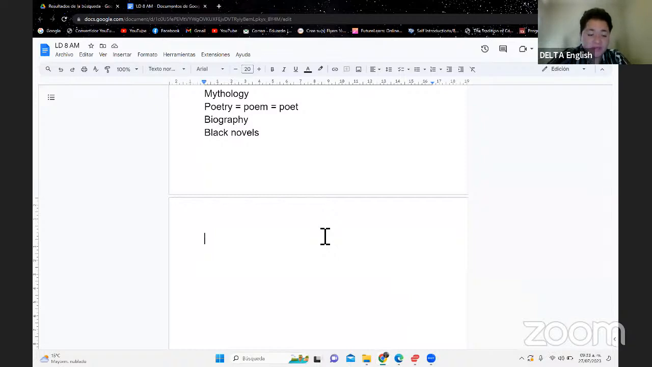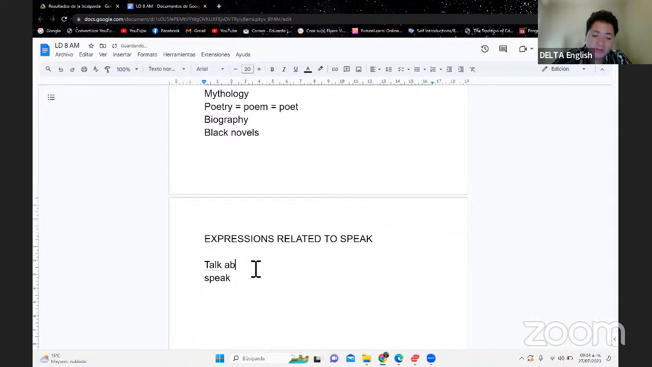Two main verbs, and I will write expressions related to speak. So these expressions show the differences between talk and speak. So when do we use talk? Talk is used when you can talk about a topic, you can talk about a person, and you can talk to a person.